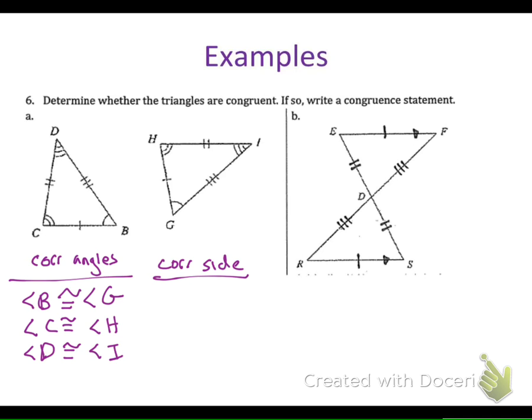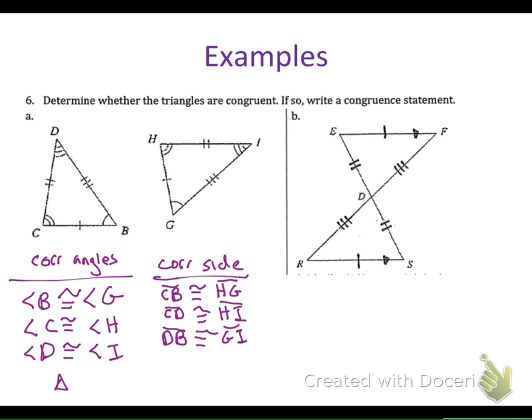So when we look at our corresponding sides, I have side CB, which is congruent to HG or GH, either direction. And then we have CD, which is congruent to HI. And last but not least, we have DB, which is congruent to GI. So each angle is congruent to an angle on the other triangle, and each side is congruent to a side on the other triangle. So there are corresponding sides and corresponding angles.